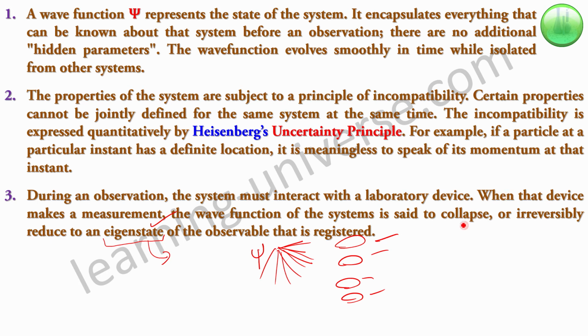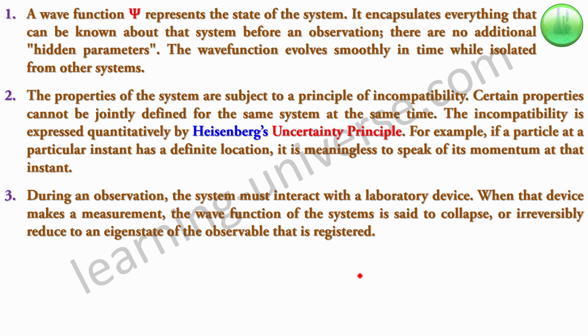So basically what we are saying is, the moment you put any kind of a detector, it irreversibly reduces to an eigenstate. That means it will go to one of the states of the observable that is registered. So either it behaves like this or like this, as if it is a particle.